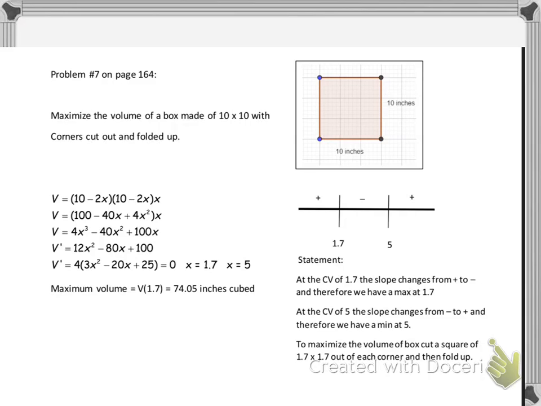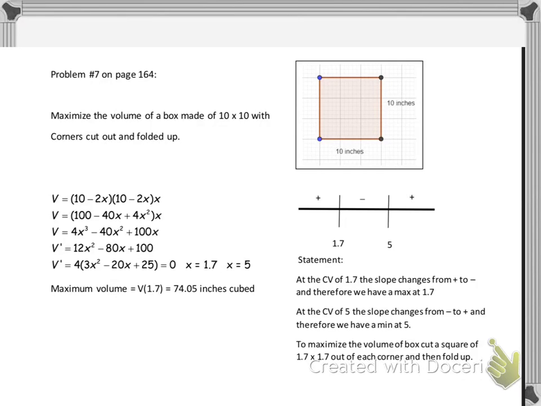Here's kind of a neat problem from page 164, number 7. So they have a sheet of paper or construction paper, cardboard paper, whatever, and they want to maximize the volume of a box made of this 10 by 10 paper. What they're going to do to make a box is cut out the corners and fold it up. So if you have a piece of paper or a piece of cardboard that's 10 by 10, what are the dimensions that you're going to cut out of the corners so that when you fold it up, you have a box of the maximum volume.